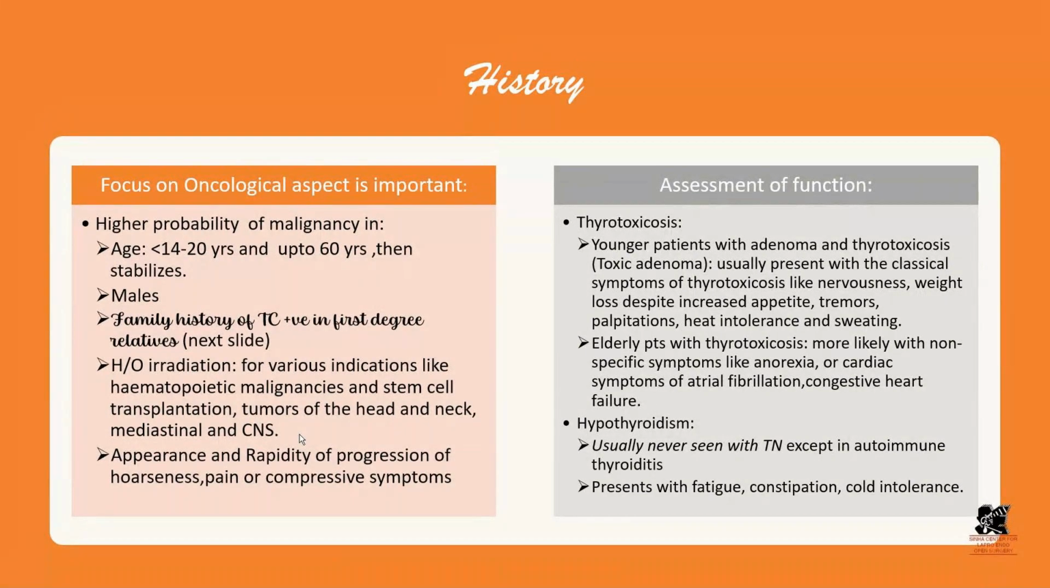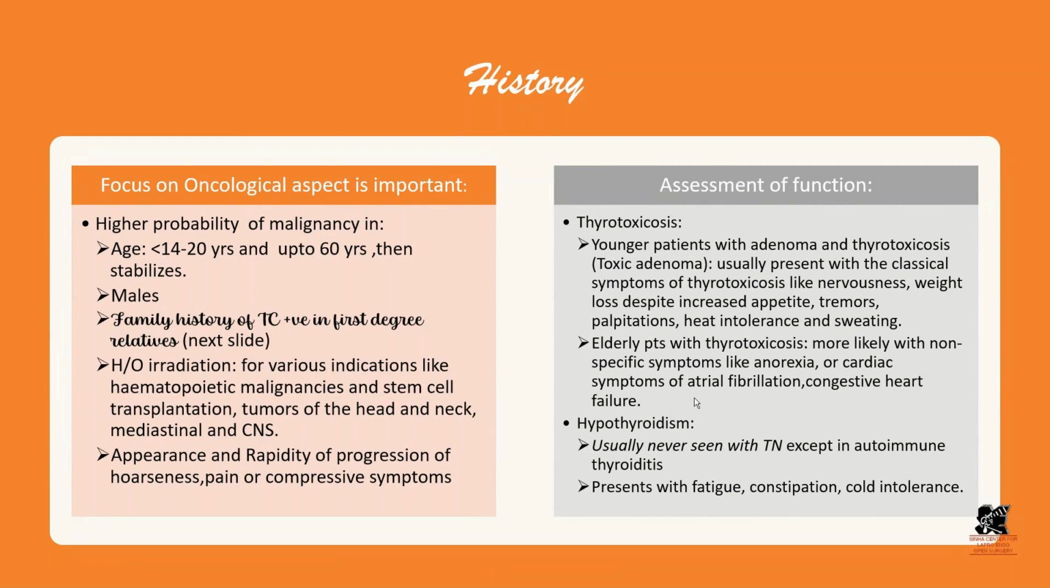The second part of the history is a part which would try to elicit whether that patient's nodule has some kind of functionality or not. That means whether the patient has features of thyroid toxicosis. When you talk about a younger patient with adenoma and functioning thyroid adenoma, these patients would be presenting with the classical symptoms of thyroid toxicosis like nervousness, weight loss despite increased appetite, sweating, palpitation, and so on and so forth.